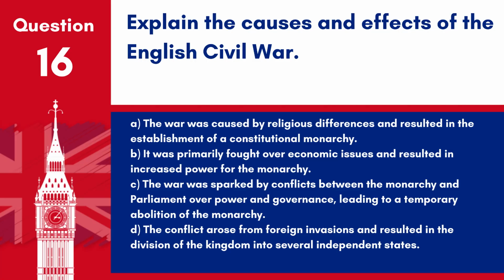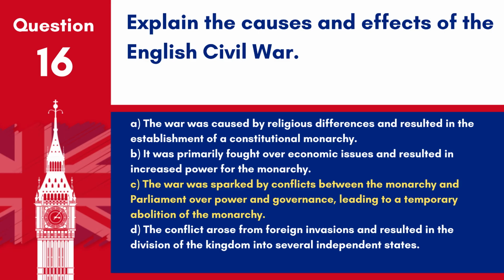Question 16. Explain the causes and effects of the English Civil War. A. The war was caused by religious differences and resulted in the establishment of a constitutional monarchy. B. It was primarily fought over economic issues and resulted in increased power for the monarchy. C. The war was sparked by conflicts between the monarchy and Parliament over power and governance, leading to a temporary abolition of the monarchy. D. The conflict arose from foreign invasions and resulted in the division of the kingdom into several independent states.